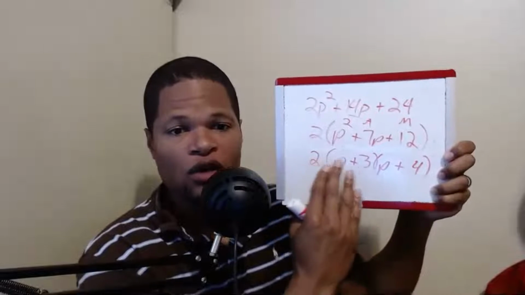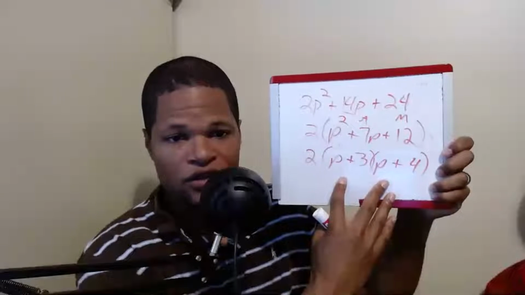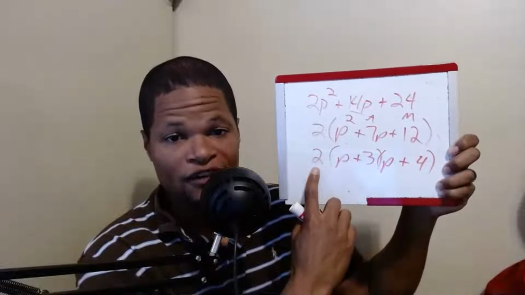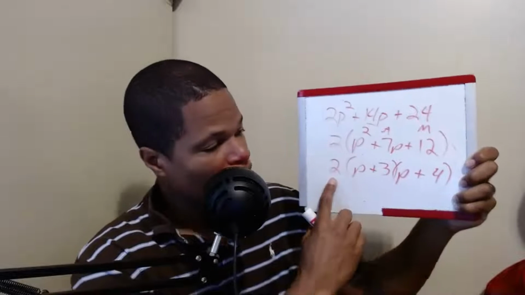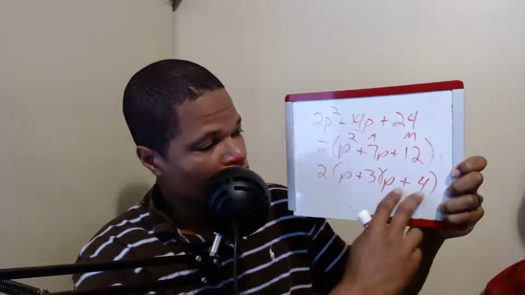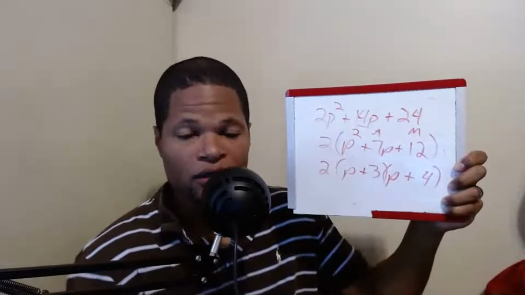But this bottom row here would be considered the factors. You'd have to include the original GCF because you factor that out too. But then you'd be left with P plus 3 and P plus 4. And this is considered the correct factorization.